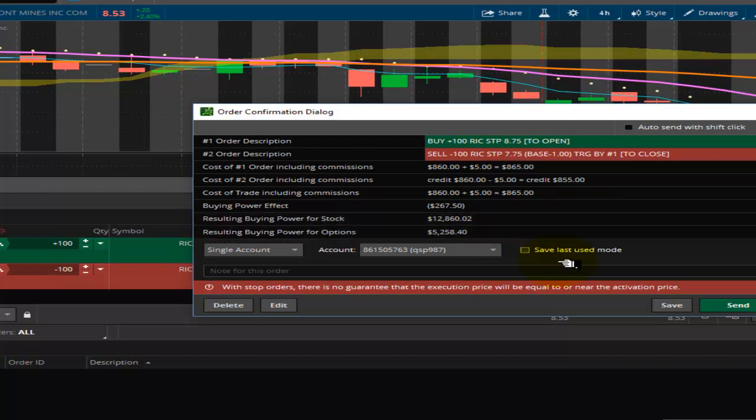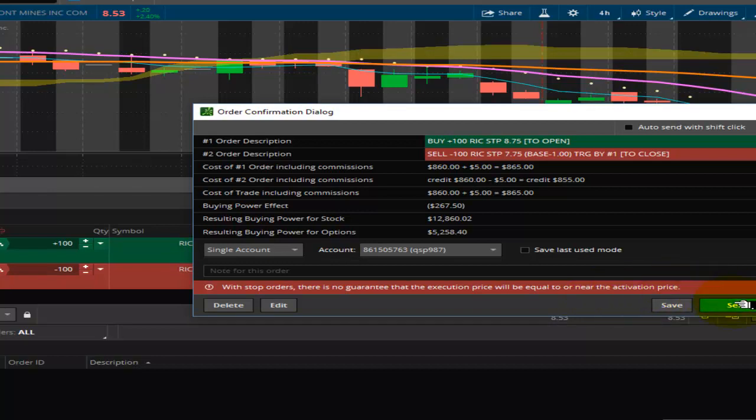Then here's a little disclaimer. With stop orders, there is no guarantee that the execution price will be equal to or near the activation price, because once your trade is triggered, it acts as a market order. And in fast market situations, those of you who've been following me for some time have heard me say, in a fast market, they do not have to fill you. They don't have to guarantee you a fill, even on a market order. You can be filled at any price, and usually it's the worst price possible. There have been occasions where I never got a fill. So just keep that in the back of your mind.